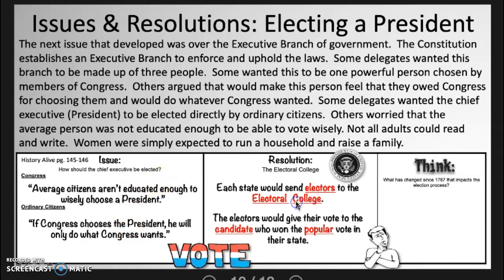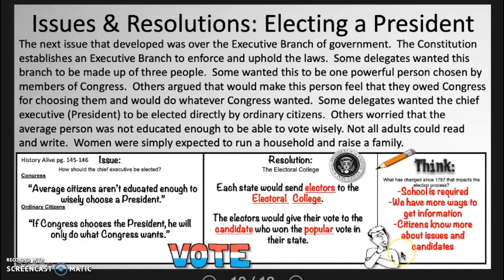So the resolution became that the president would be elected through an electoral college. Each state would send electors, or voters is another way to look at it, to an electoral college. So that would be in the capital city. It's not an actual university, but it is during an election time. They would be the people to vote for their state. But those electors, they would give the vote that they had to the candidate who won the popular vote in their state. And the popular vote is just majority rules, so the person that received the most votes.